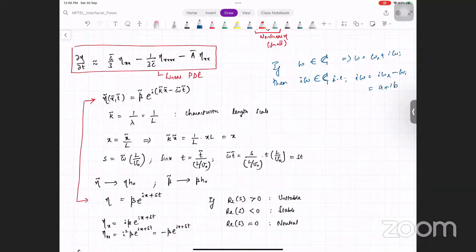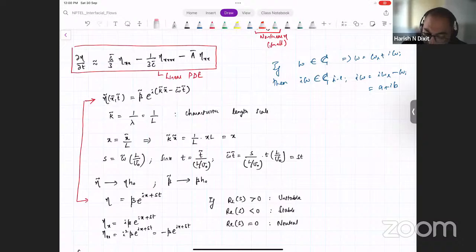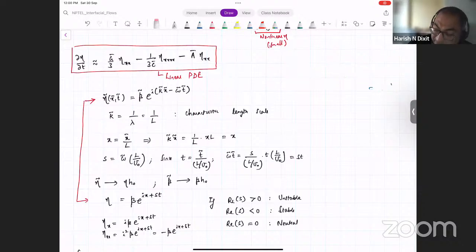Yes, sir, it is, but just in the convention that we were following earlier, we had written I. So you could write it in several ways. This is called normal mode form. I may have mentioned this in the course. There are several ways to write it. You can simply say eta is beta e power I kx minus omega t, or eta is beta e power I kx plus omega t. This is also perfectly all right.